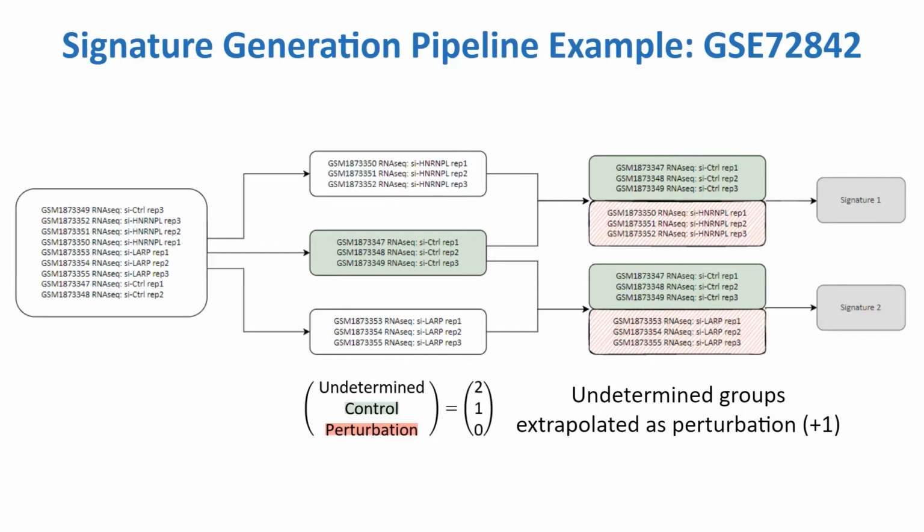Each of the undetermined groups were then paired with the control group to calculate a signature each, for a total of 2 signatures. Since the undetermined groups were extrapolated to be perturbations when calculating signatures, that's a +1 penalty, giving each signature a final score of 1. A signature with a score of 0 would denote the best signatures with no extrapolations needed. So in other words, when all samples were successfully labeled as either control or perturbation.